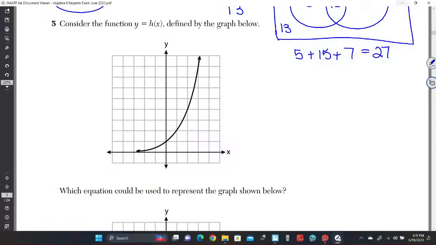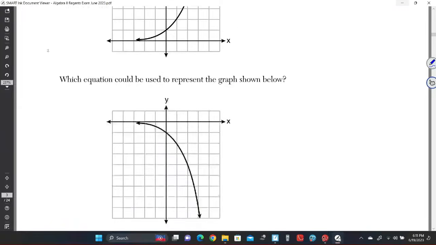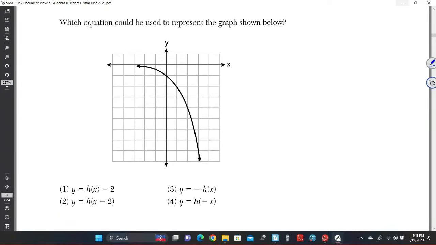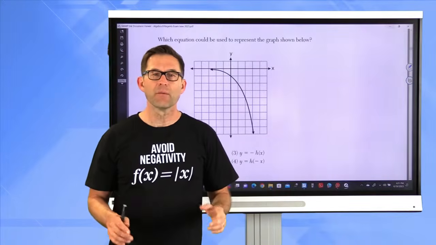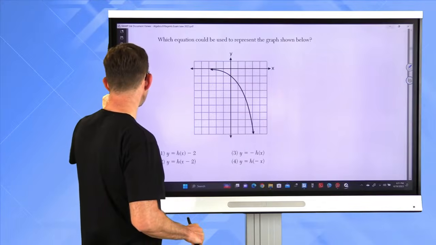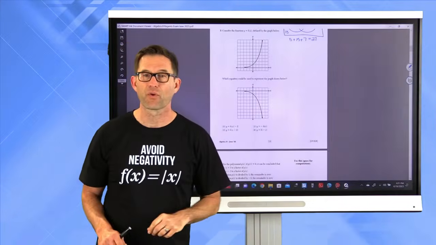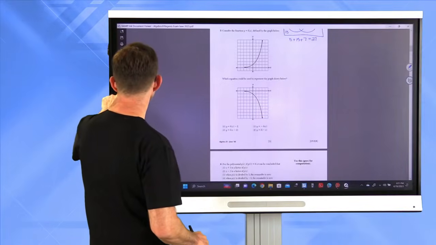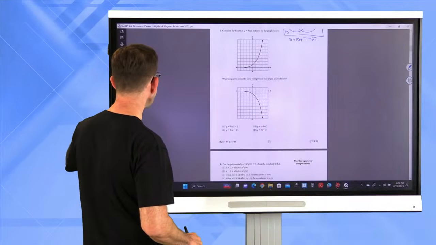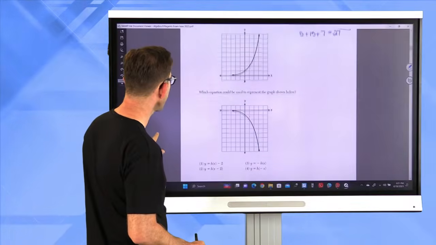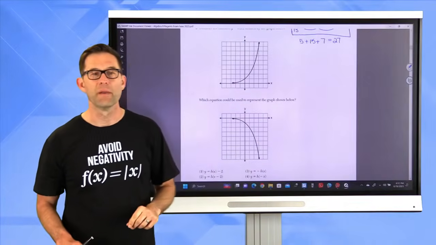Consider the function y equals h of x defined by the graph below. Then they give us another graph. Which equation could be used to represent the graph shown below? Now unfortunately this one's a little bit tough, so what I'm going to do is reduce this image size a little bit so that I can see both graphs. Maybe I'll try to zoom it in a little bit more than that. Let's see if we can get it at 150. We can. Great, that's a little bit better.